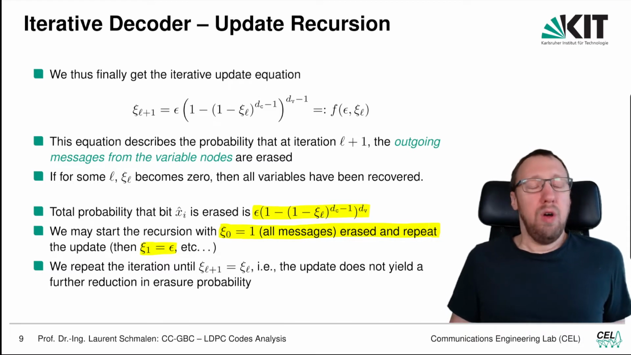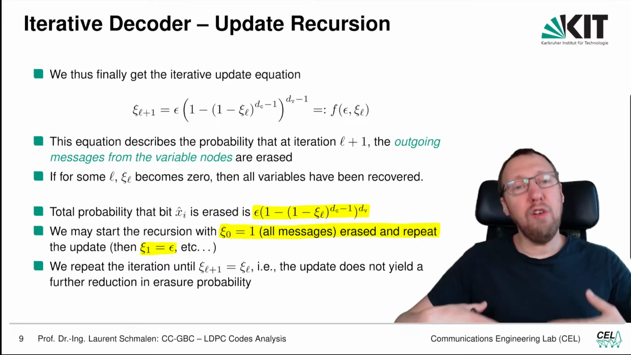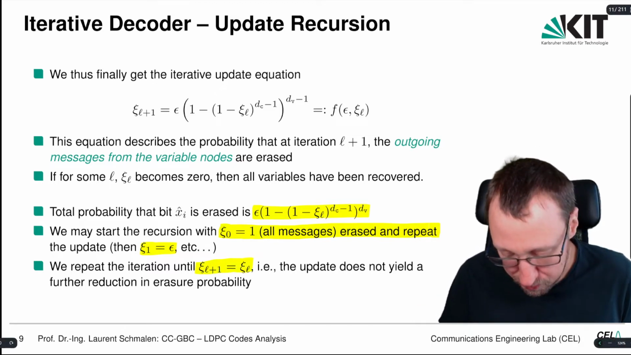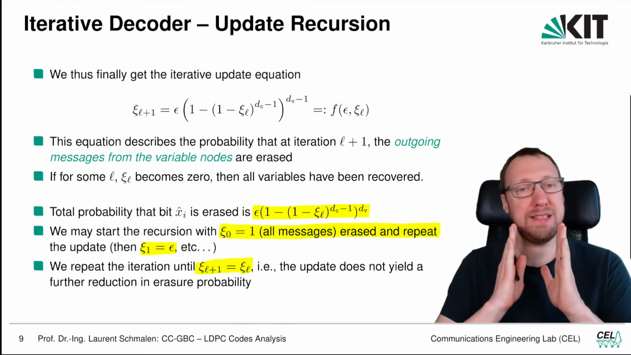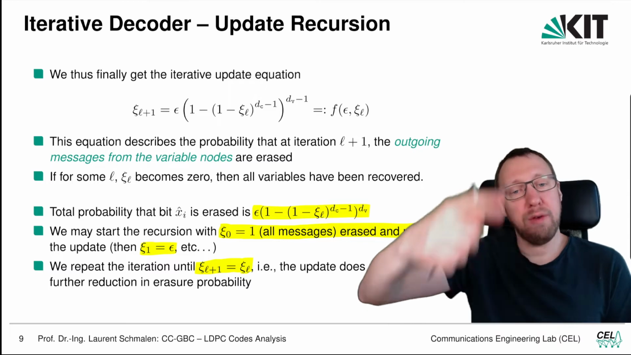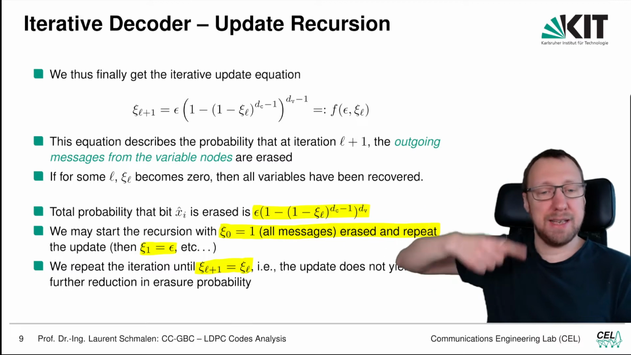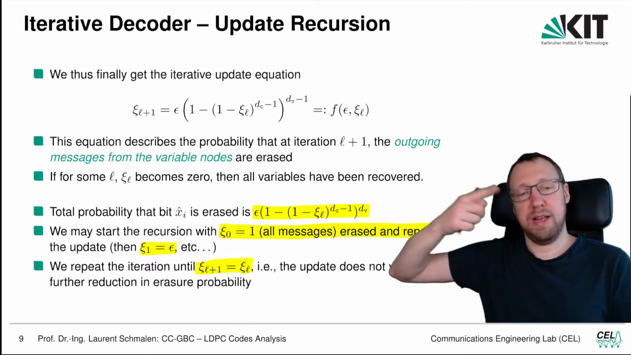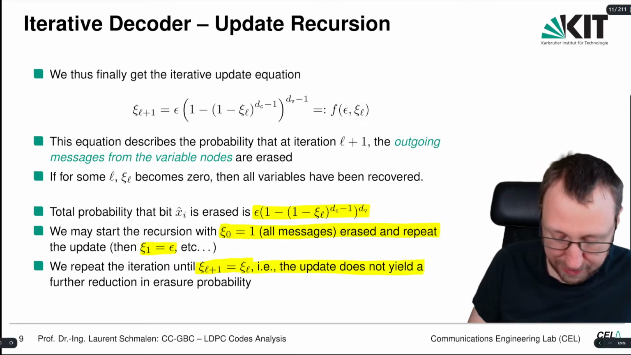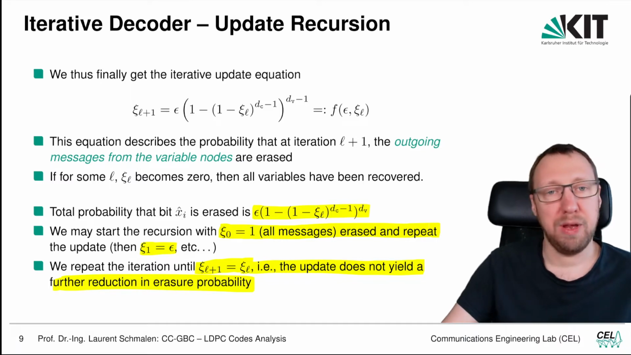And how long do we repeat this? We repeat this until this evolvement doesn't evolve further. So when we have CL plus 1 equals CL, we are stuck. Then decoding just stops, and going further doesn't change anything, because we will always have CL at the input and CL at the output, so we just get stuck and we say we are in a fixed point. The update doesn't yield further reduction in erasure probability. That's when we say we get stuck.